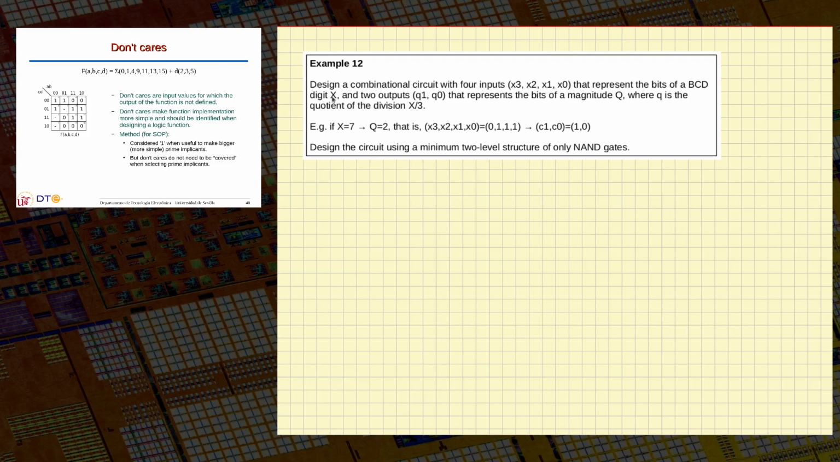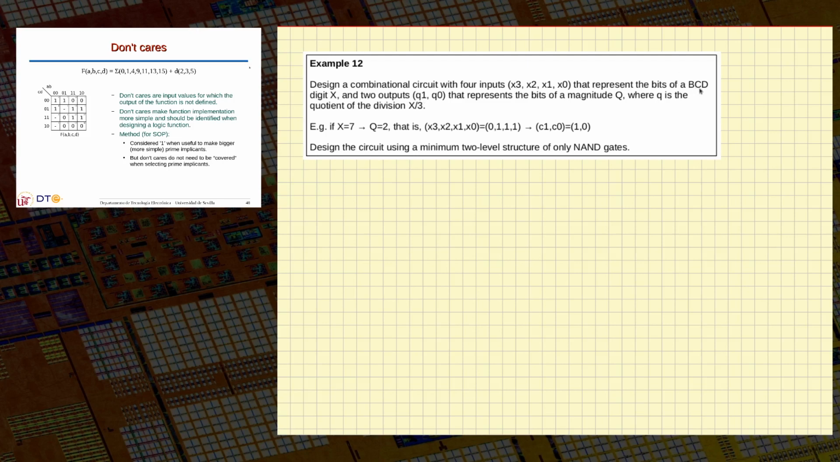So our problem says to design a combinational circuit with four input bits that represent the bits of a BCD digit X. And it has two outputs, Q1, Q0, that should represent the bits of a magnitude Q, where Q is the quotient resulting from dividing X, the number X represented by the input bits, by number 3. Okay, so basically this circuit is a divider that divides BCD digits.